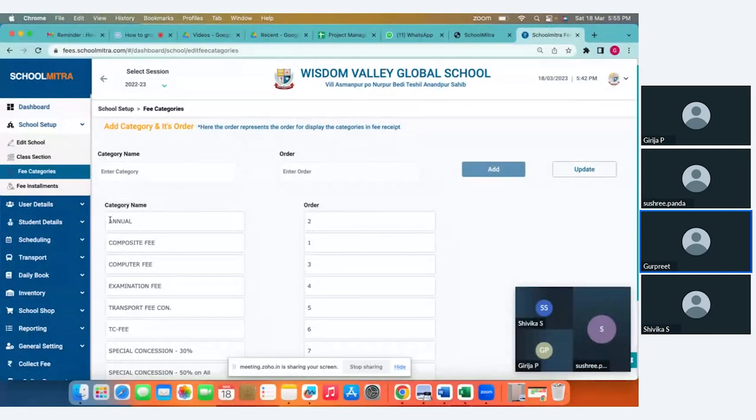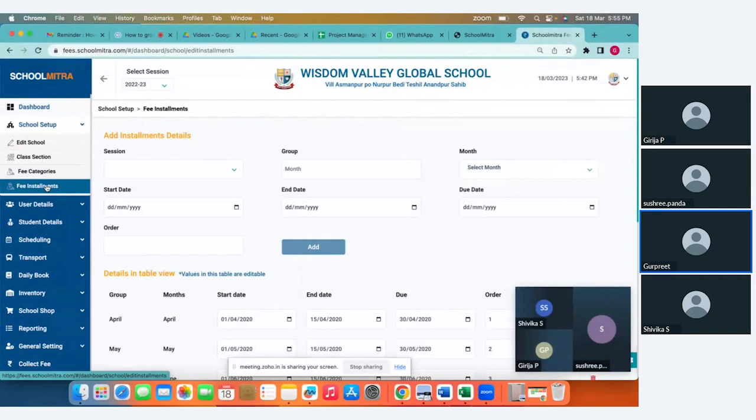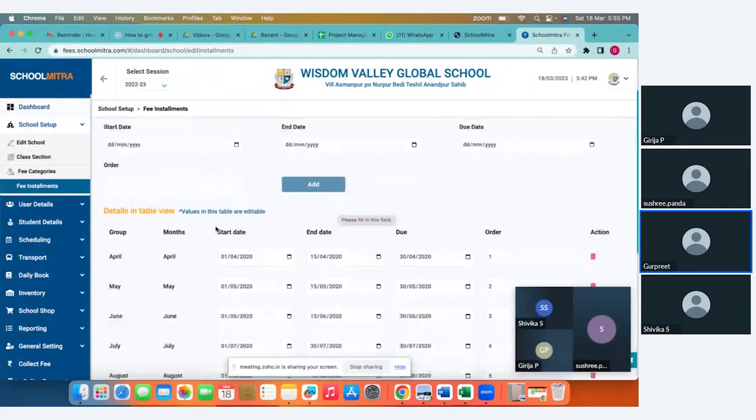How is the fees set up? You set up the categories and then you choose the installment. So whether you want to schedule the fees in a monthly, quarterly, or semi-annual fashion, whatever installment you want to create, and then for every installment, what is the due date that you want to keep? For example, we have set up the installment on a monthly basis.